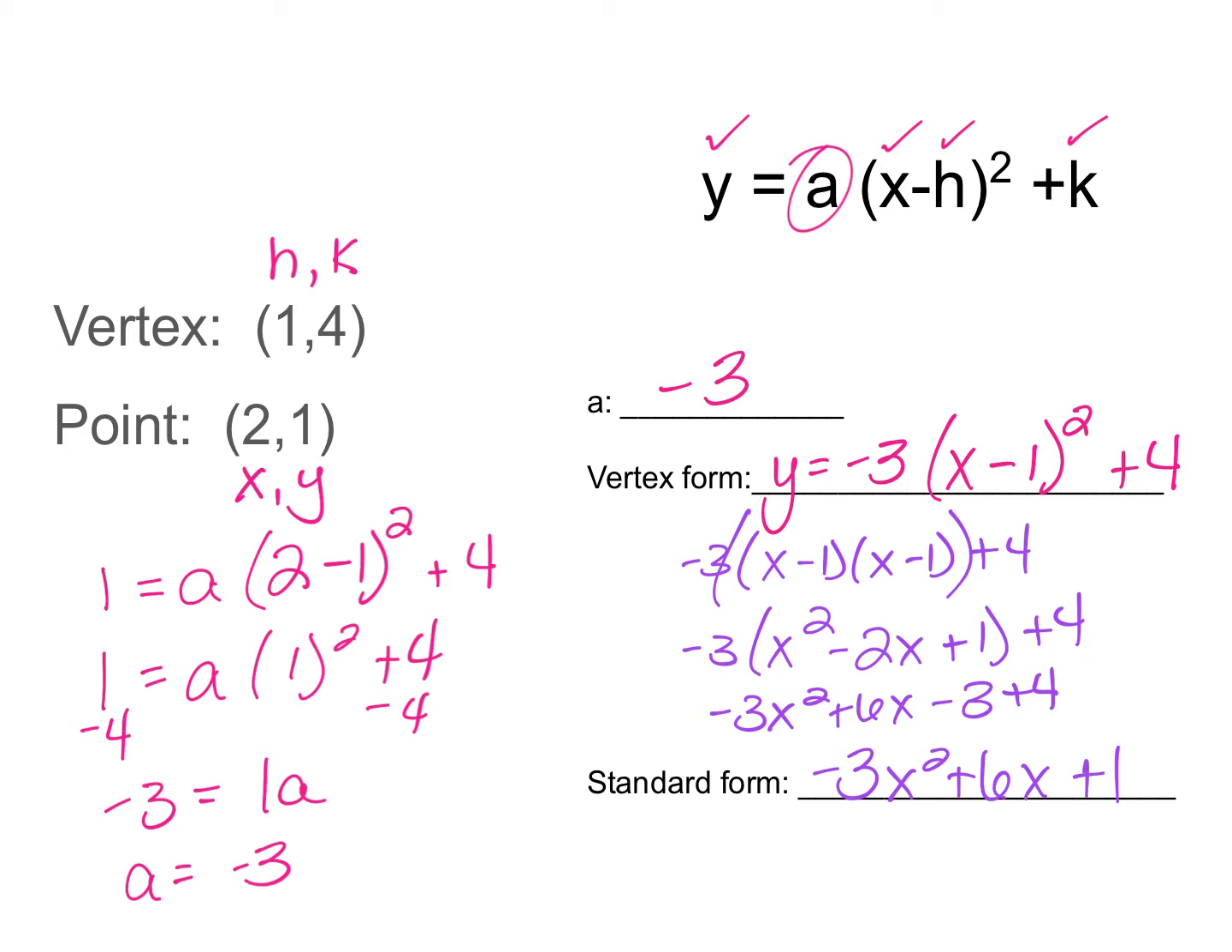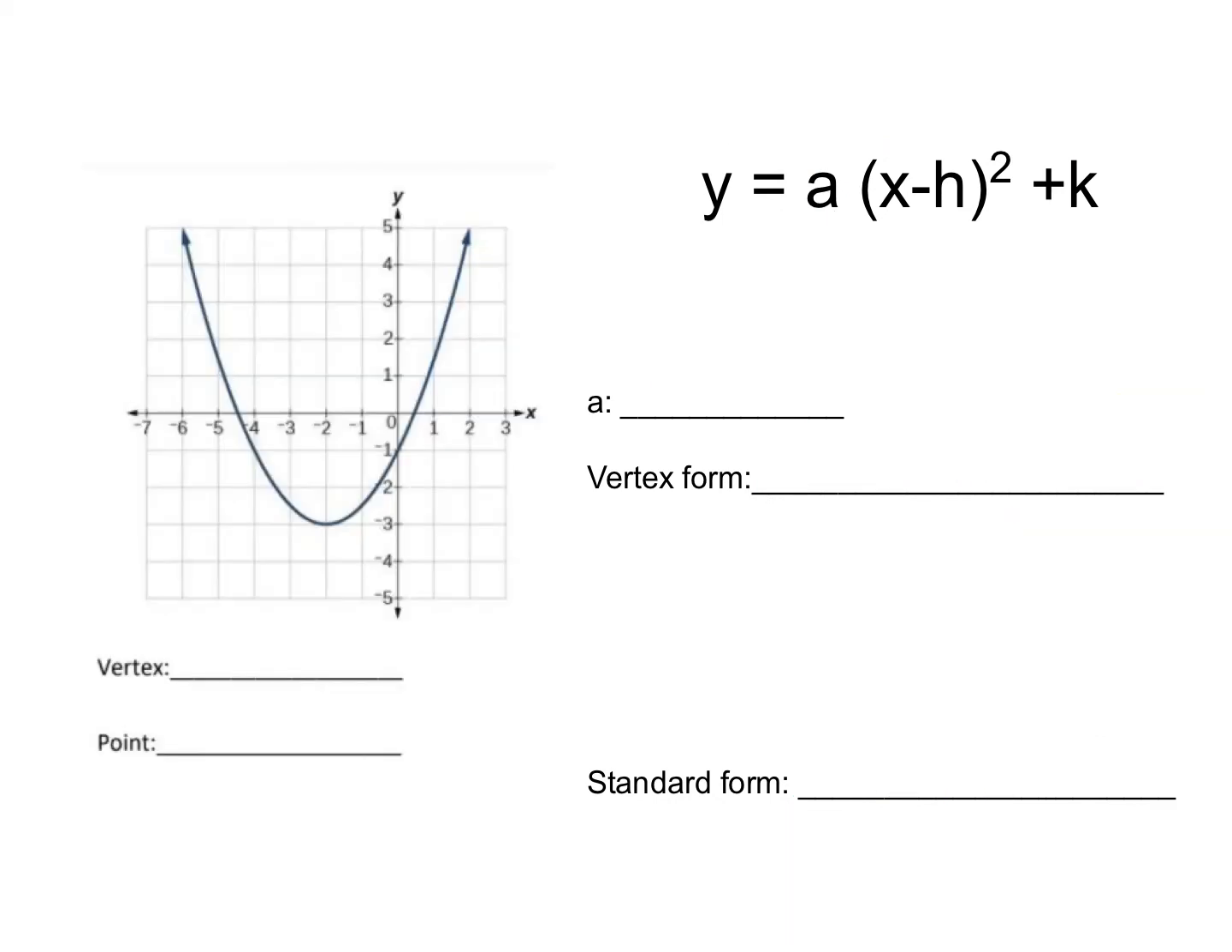So one thing I do want to remind you to do is, if you're not sure, take both of these equations, so this one here and this one here, and graph them on Desmos on the same plane. They should overlap. If they overlap, you're in a good place. So now let's say you're given a graph. You're going to have to pull these values from the graph. So here I have my point that's a vertex. So this would be negative 2, negative 3. So our vertex is negative 2, negative 3.